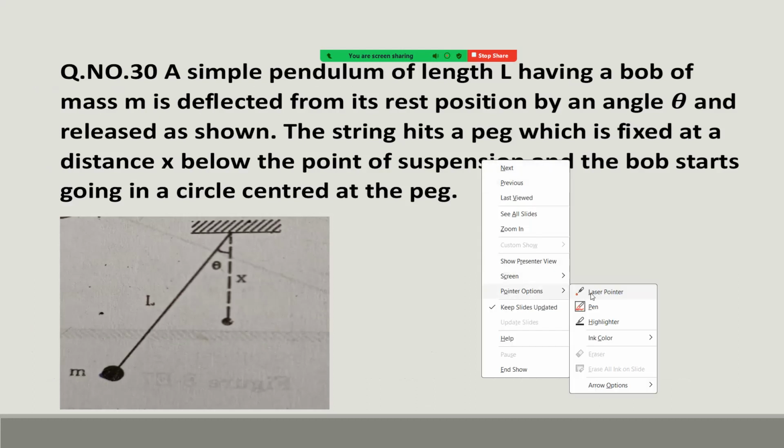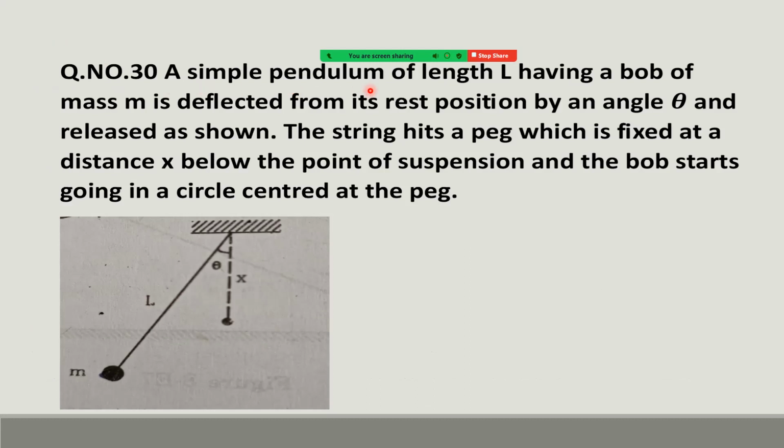See the question given. A simple pendulum of length L having a bob of mass m is deflected from its rest position by an angle theta and released as shown. The string hits a peg which is fixed at a distance x below the point of suspension, and the bob starts going in a circle centered at the peg.